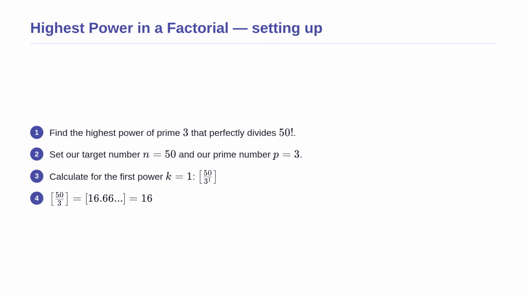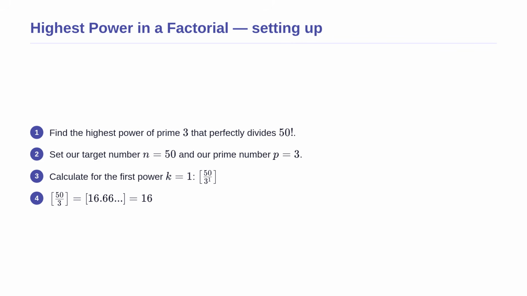Now that we have used this formula conceptually, let us see it in action with a concrete example. We are asked to find the highest power of the prime number 3 that perfectly divides 50 factorial. In other words, how many times can we divide that massive product by 3 without getting a decimal remainder? We choose Legendre's formula because calculating 50 factorial directly is practically impossible. We set our target number n to 50 and our prime number p to 3.